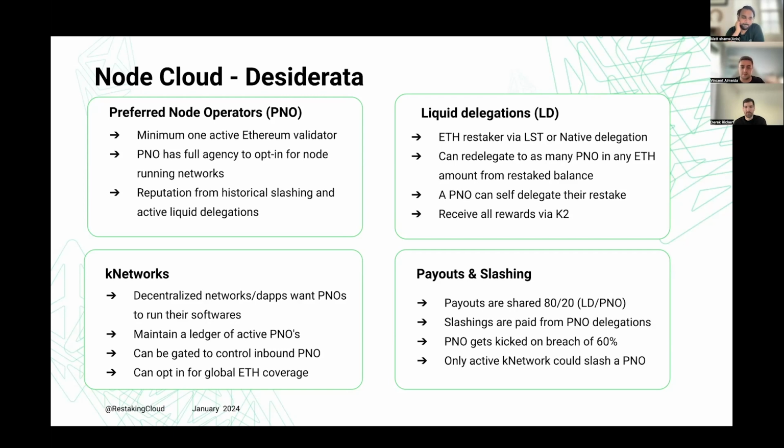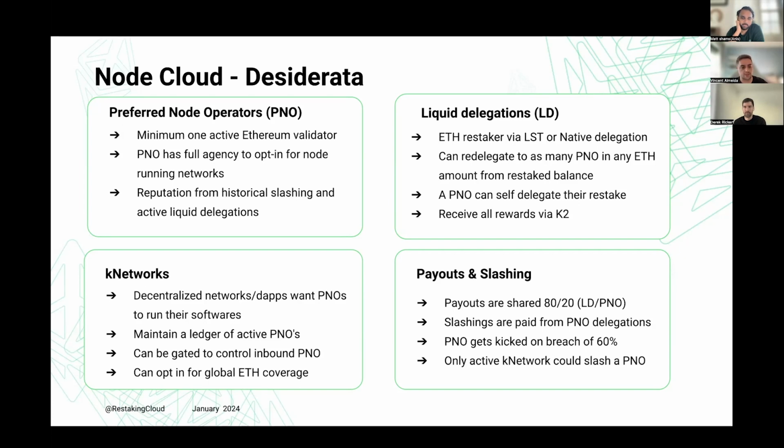So essentially, like I say, they want P&Os to run their software. This is an additional service that they want, right? As we said at the start, some applications will only require restaked ETH for their purposes, and some will require restaked ETH and P&Os backed by ETH, slashable ETH. So the K networks, they're pretty straightforward from an on-chain perspective. Design space is very open from an off-chain perspective.